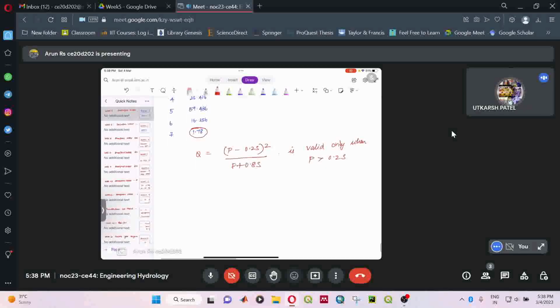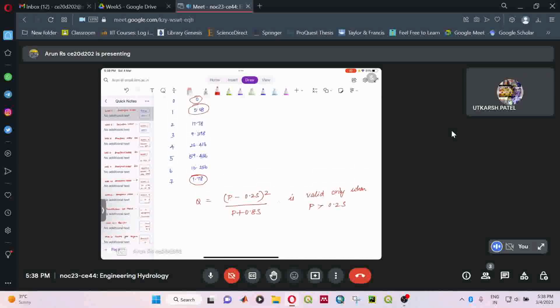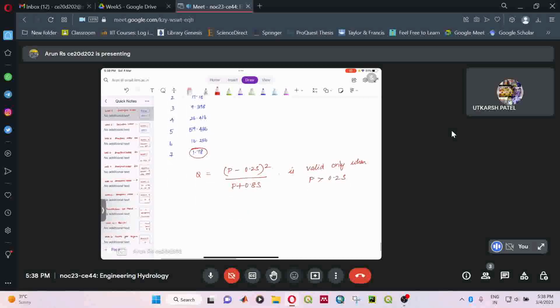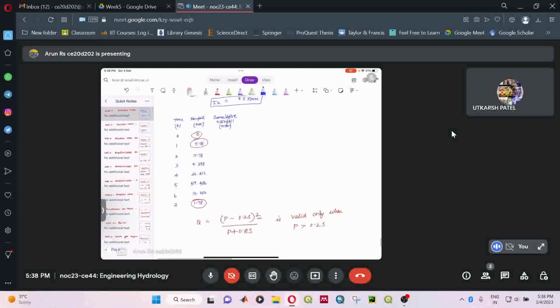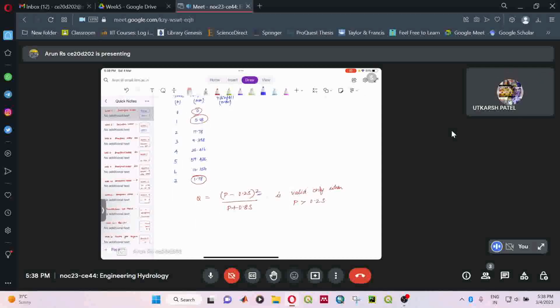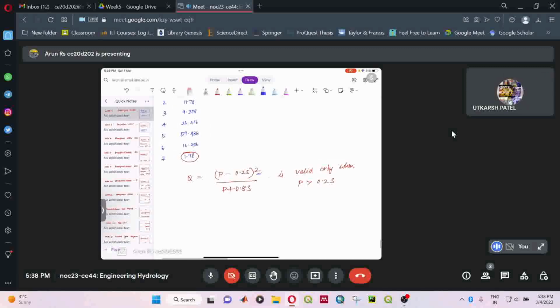Yes, sir. But if you substitute your precipitation value, 1.78, in this equation, you will still get a value for Q because here it is squared. So 1.78 minus the initial abstraction 9.533 will be minus 8 something, right? So minus 8 the whole square will still give you a runoff value. It is a positive value. So that's why we have this condition.